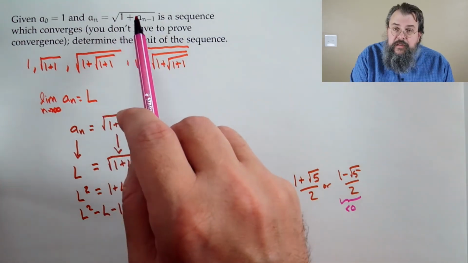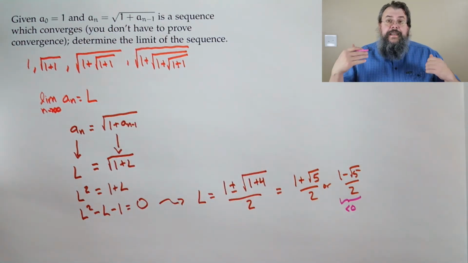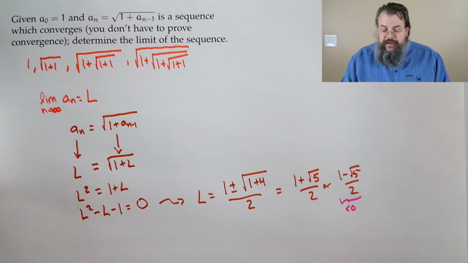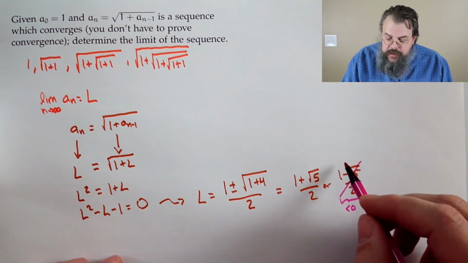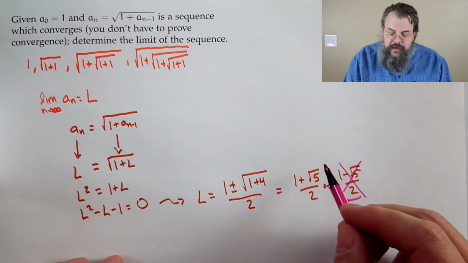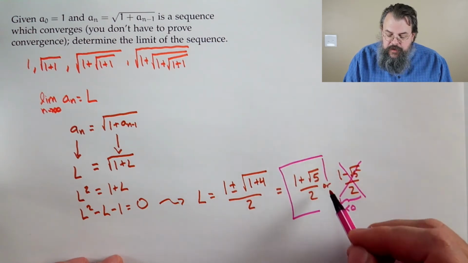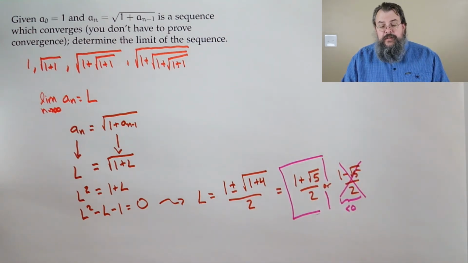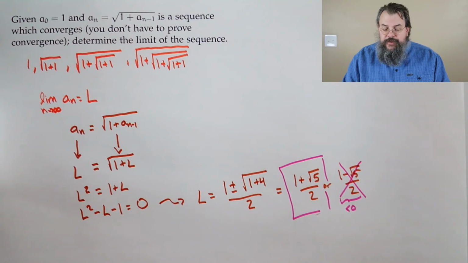So it's the square root of 1 plus something. So I can't end up with a negative value. So this one is out. And therefore, it must be that this is our answer: 1 plus the square root of 5 over 2.